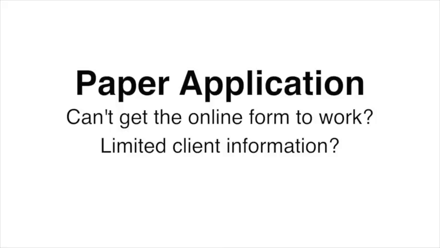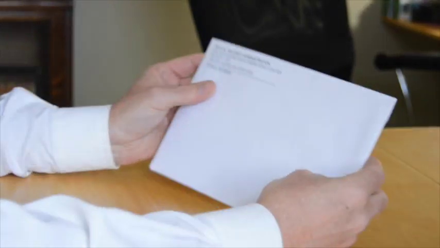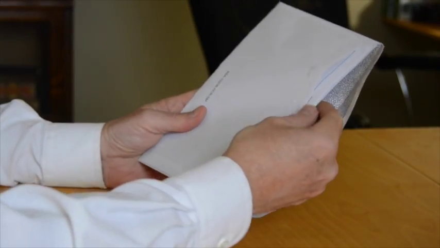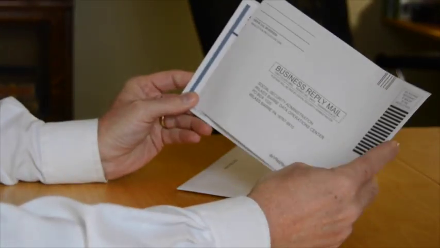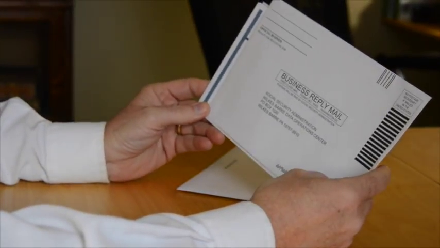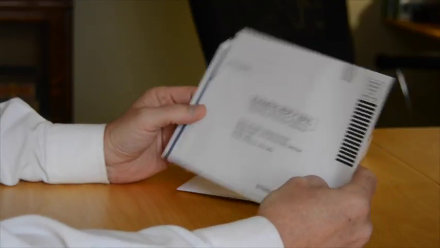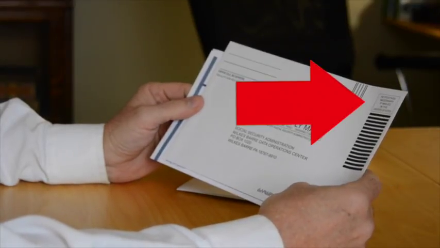Also, if you are limited by not having all of an individual's specific information, the paper form is the best method. The paper application comes in a closed envelope. When you open it, there is a folder book format application and an envelope. You'll use the envelope to mail the application to Social Security. Note that it already has the correct postage.